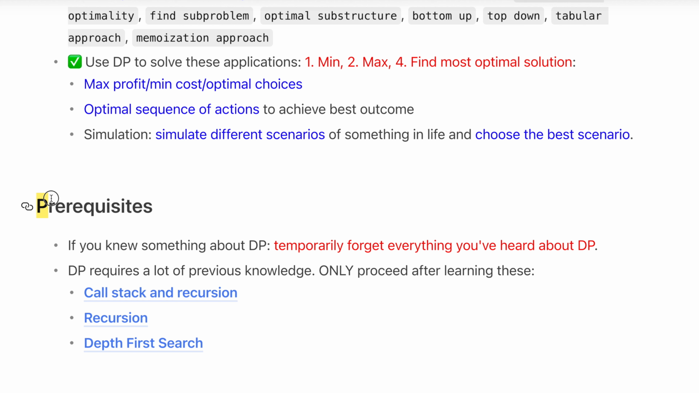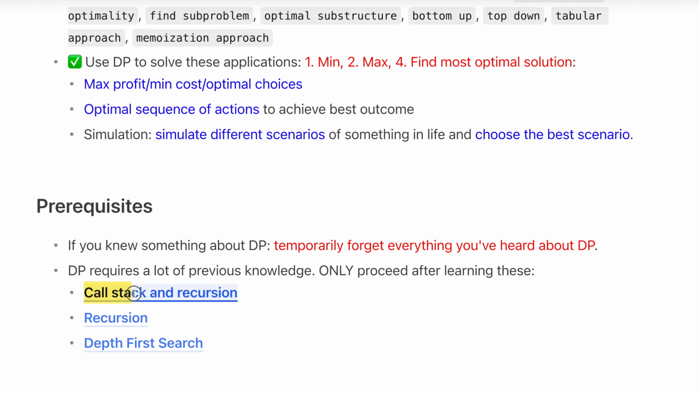Now we do have some prerequisites before continuing learning dynamic programming. The first one is, if you knew something about dynamic programming, I ask you to temporarily forget everything you have heard about dynamic programming. And once you finish learning dynamic programming with this series, everything about DP that you knew will come in clear.